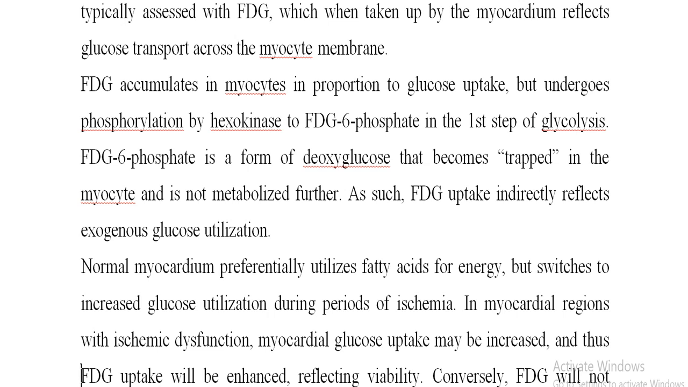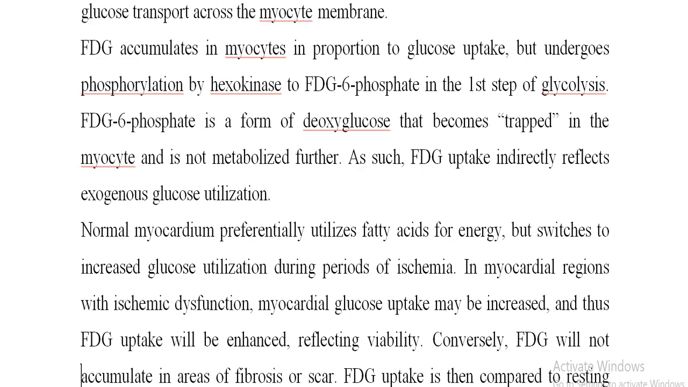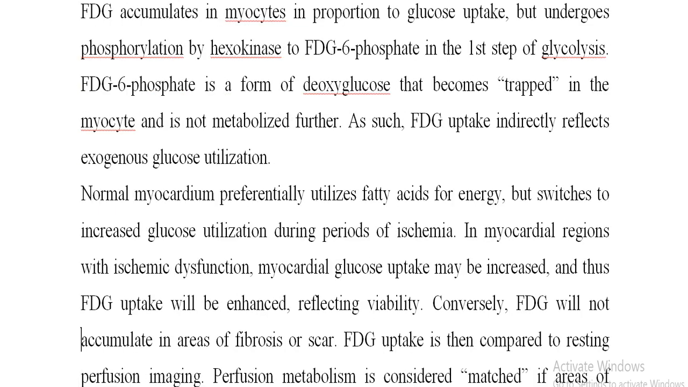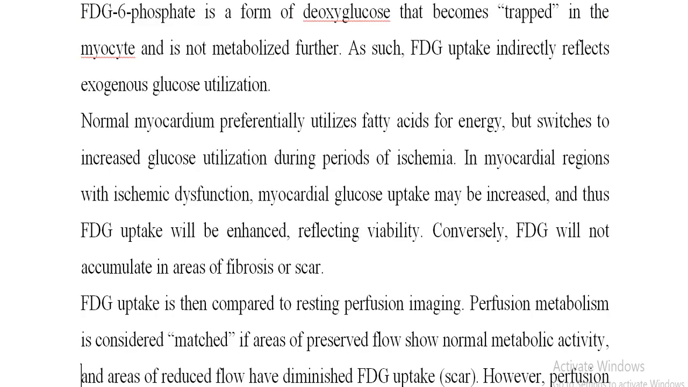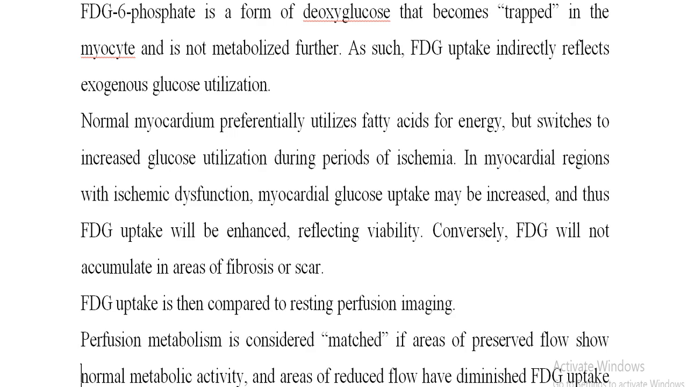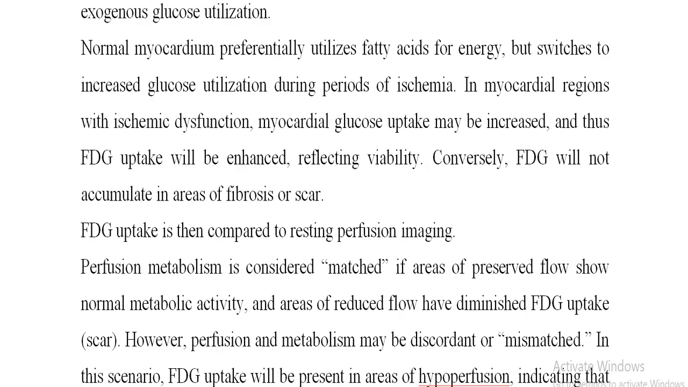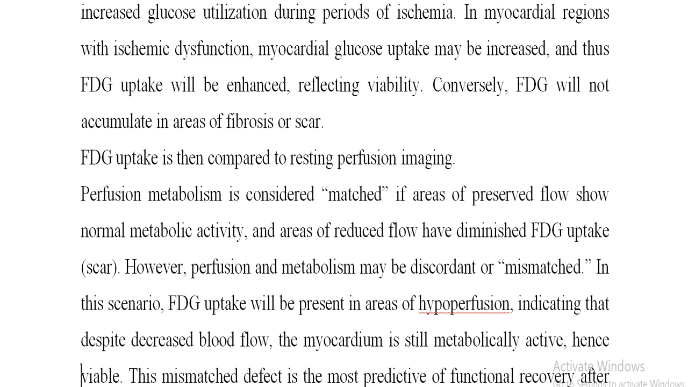In myocardial regions with ischemic dysfunction, myocardial glucose uptake may be increased, and thus FDG uptake will be enhanced, reflecting viability. Conversely, FDG will not accumulate in areas of fibrosis or scar. FDG uptake is then compared to resting perfusion imaging. Perfusion metabolism is considered matched if areas of preserved flow show normal metabolic activity, and areas of reduced flow have diminished FDG uptake, scar. However, perfusion and metabolism may be discordant or mismatched.